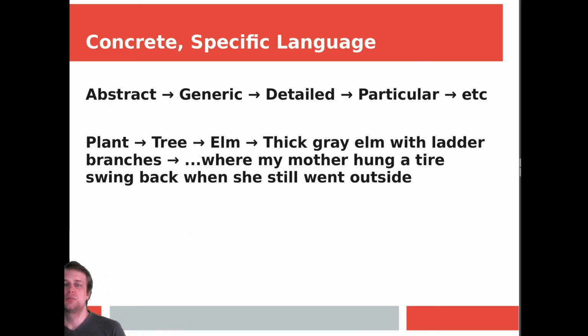The thick gray elm with ladder branches where my mother hung a tire swing back when she still went outside. So now we know not just a little bit about what this elm looks like, but we also know which elm it is. And it's in these details, in these specific, particular facts about this thing, that's where meaning lies. That's where we know what kind of emotions our speaker is going to attach to that thing.